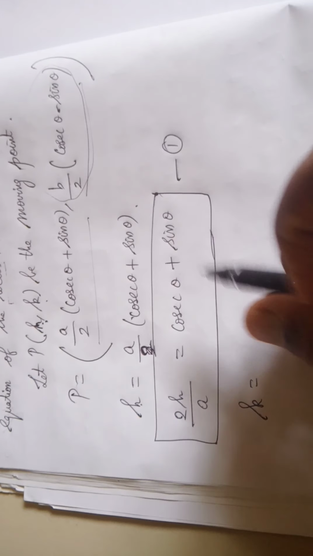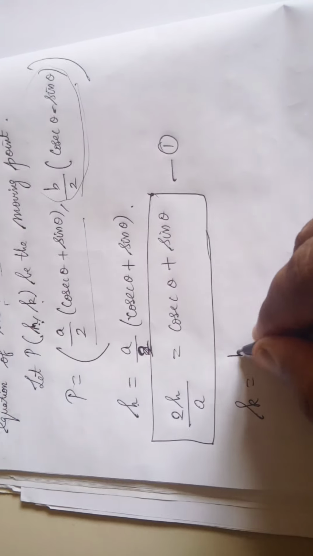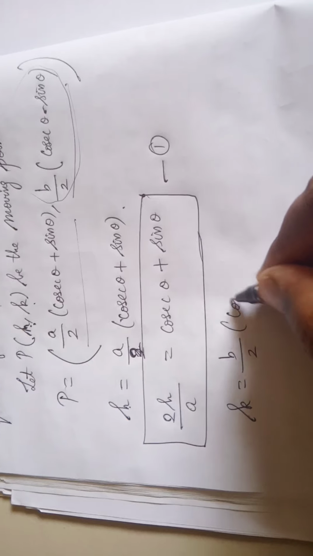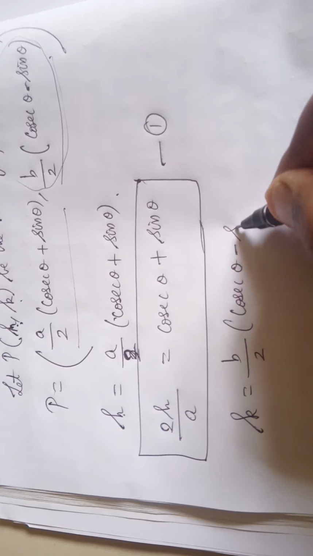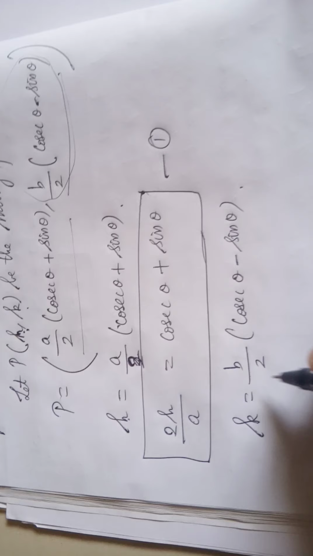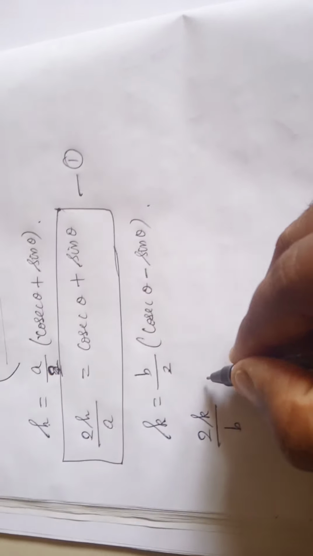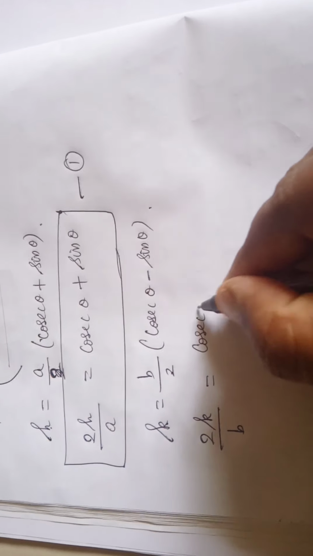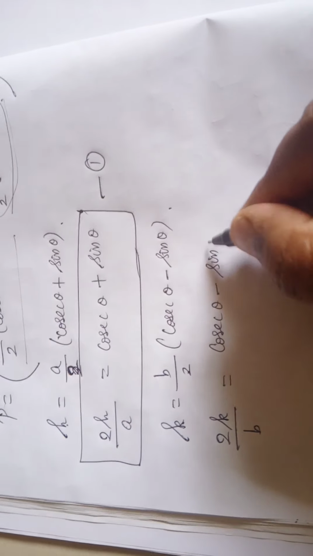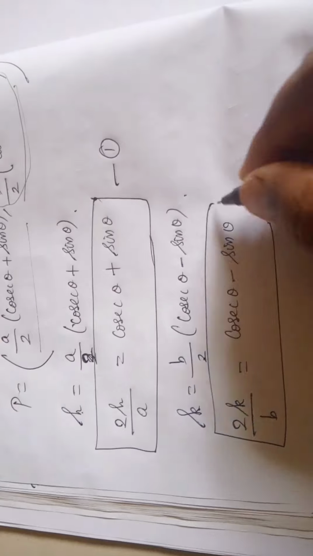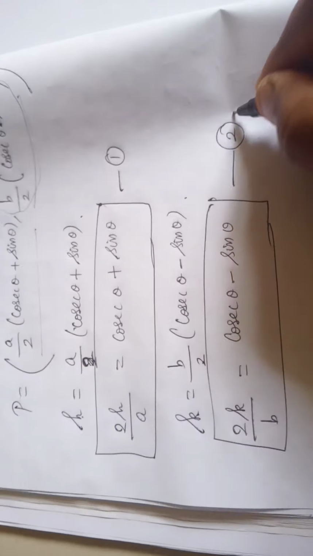Now the next one: k equals (b/2)(cosec θ − sin θ). So 2k by b equals cosec θ − sin θ. This is the second equation.